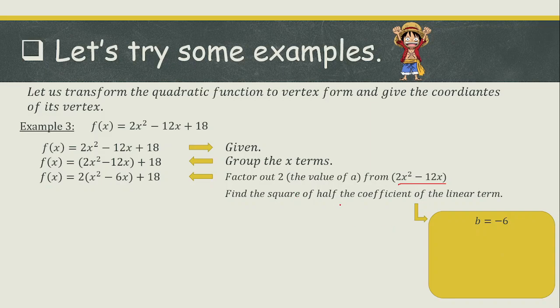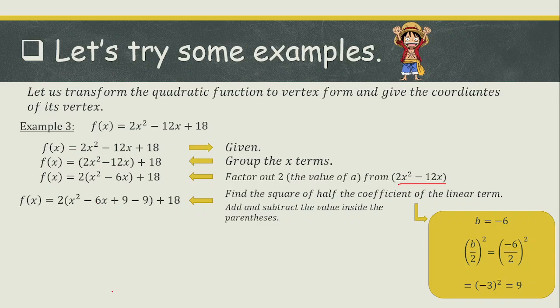After that, i-divide natin siya into 2. So, b divided by 2 squared. So, negative 6 divided by 2, the answer is negative 3. Then, find the square. So, the negative 3 squared is equals to 9. Then, yung 9 class, yung gagawin natin, add and subtract the value inside the parentheses. So, ito yung kalabasan niya class. So, magiging f of x equals to 2 times x squared minus 6x plus 9 minus 9.